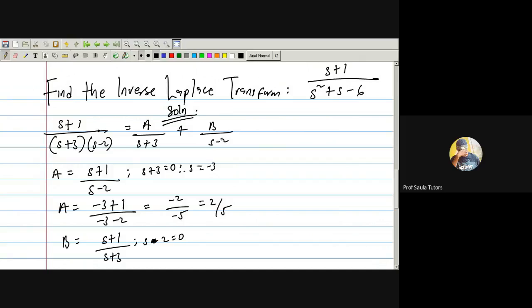Then you set s minus 2 equals 0, s equals 2. So therefore, my B is equal to 2 plus 1 over 2 plus 3, which is 3 over 5. Exactly. Now we've done this already.